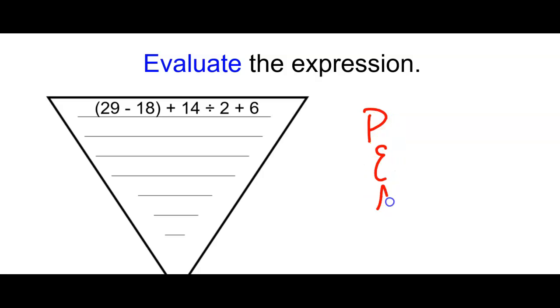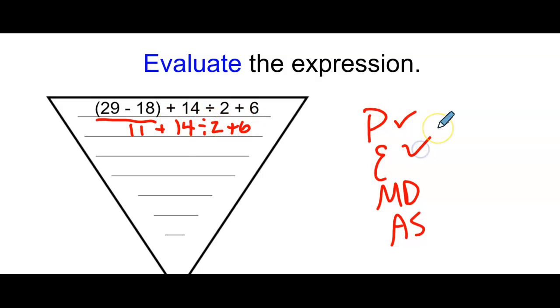Okay, next one. According to the rules, parentheses is first. So I'm going to do this parentheses and I'm going to get 11. I'm going to copy down everything else. There are no exponents, so multiplication, division. The only thing I have is 14 minus 2, so copy down 11 plus 7 plus 6. Done with multiplication, division. Adding and subtracting is left. There's only adding, so 18 plus 6, and then 18 plus 6 is 24.